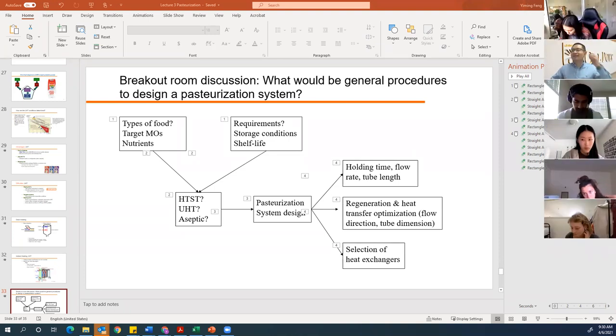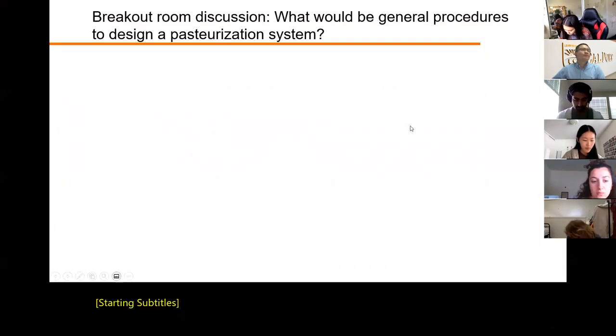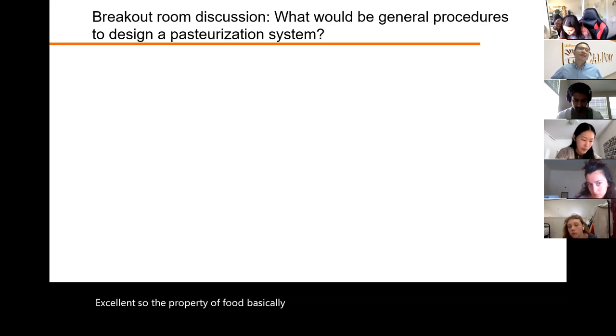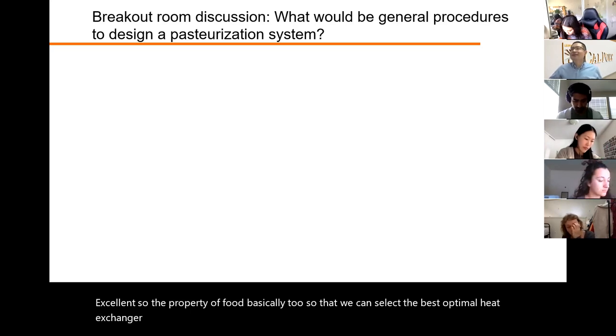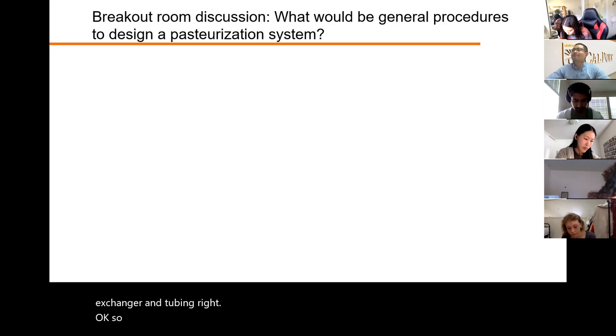Hi guys, welcome back. So any ideas, any thoughts want to share? My group talked about how it was important to consider possibly the viscosity of your product and how that would matter if you needed to change the diameter of your tube or your holding tube length to get the heat transfer all settled. Excellent. So the property of food basically, so that we can select the optimal heat exchanger and the tubing, right? Okay, so what else, guys?